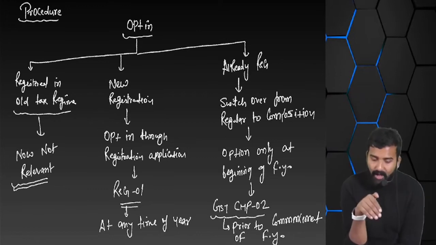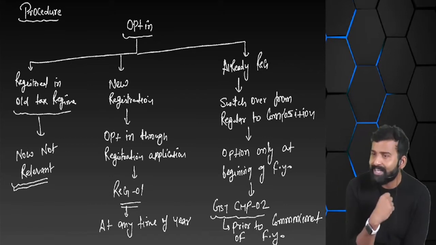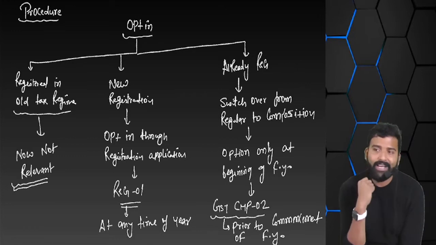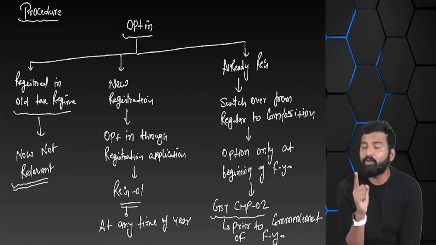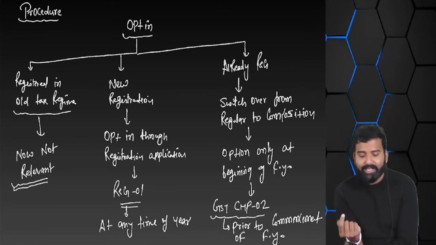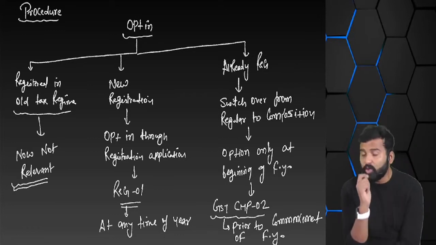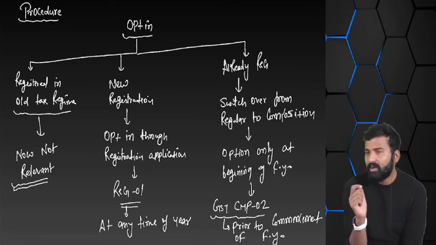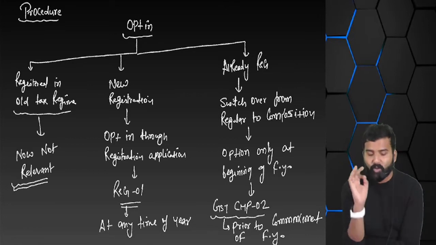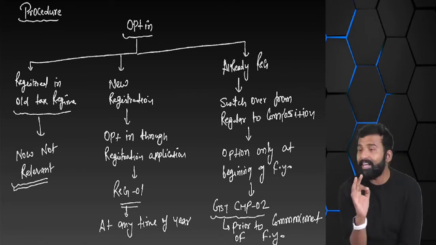Say I just find out that the composition scheme is very beneficial for my parents. I call my CA and ask, sir, can we avail the composition scheme? He will say, sir, we have to wait for 1st April. You can switch over from the regular scheme to the composition scheme only at the beginning of the year. You cannot switch in the middle of the year. And for that, you have to file a form.